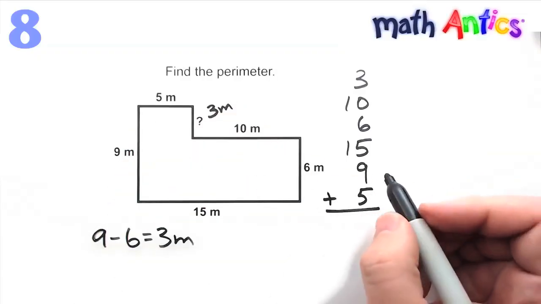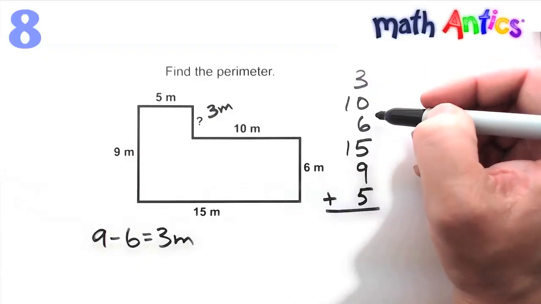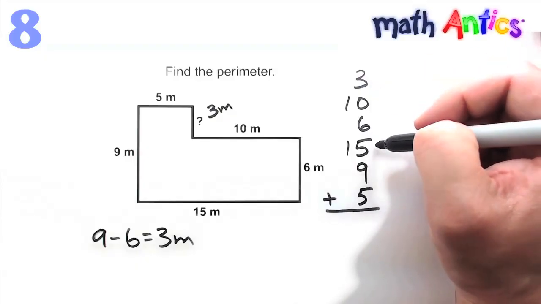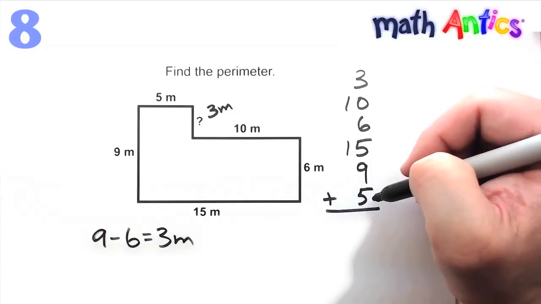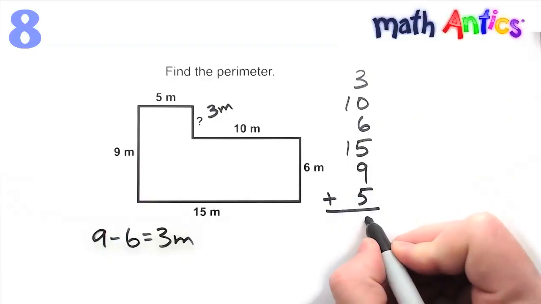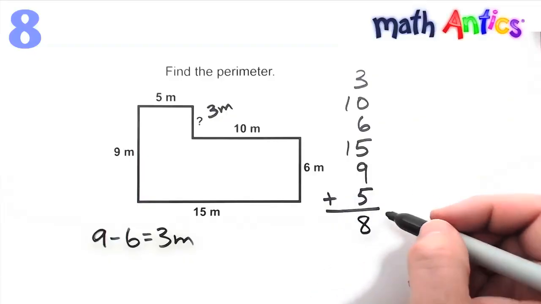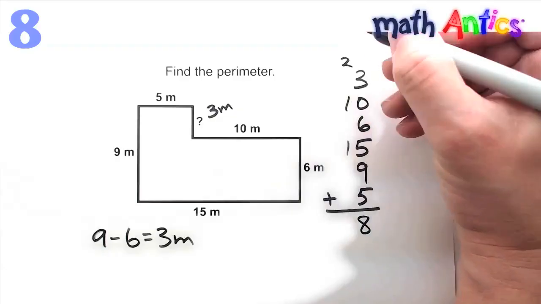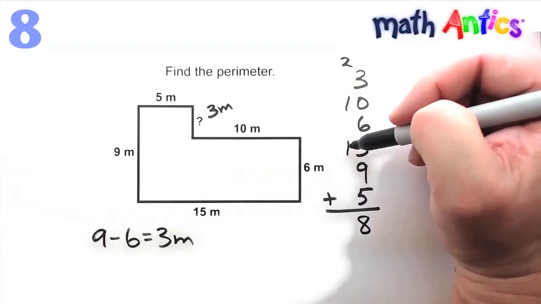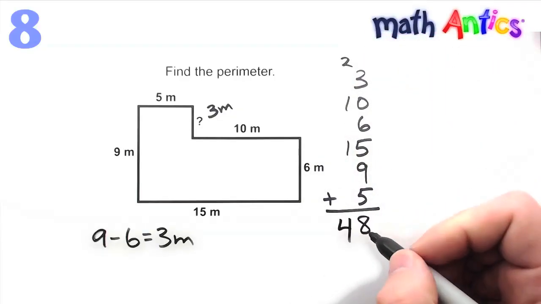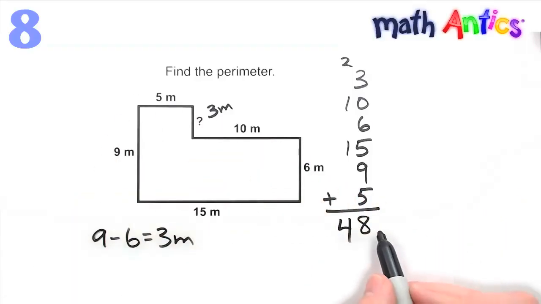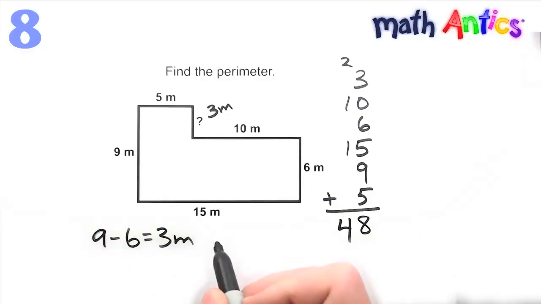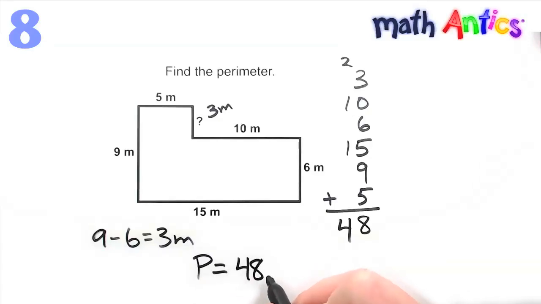All right, so we're going to add all those up. So we have 3 plus 0 is 3. 3 plus 6 is 9. 9 plus 5 is 14. 14 plus 9 is 23. 23 plus 5 is 28. So we put 8 in the answer line, and we carry the 2. Go all the way back up here, carry the 2. 2 plus 1 is 4. So 4 goes in the answer line. So 48 is the total of all of these lengths, but it's not just 48, it's 48 meters. So let's write this out here. P perimeter equals 48 meters.